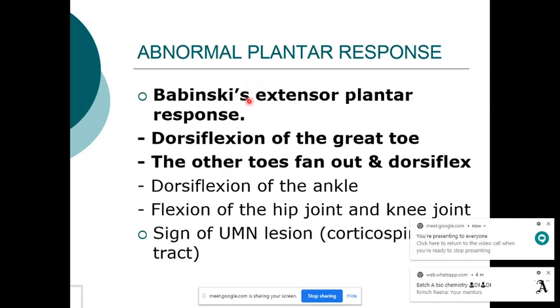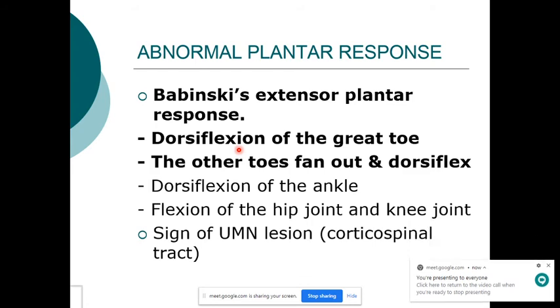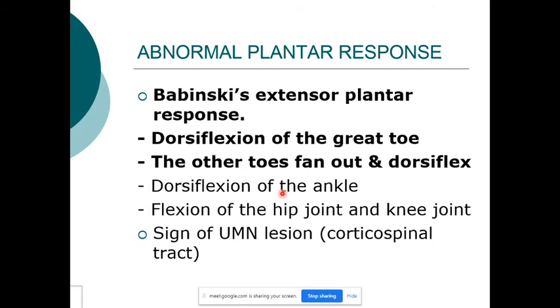Abnormal response is what? Babinski's response. So here there is going to be an extensor plantar response. That means your foot is going to dorsiflex, and there is going to be fanning of the toes. I will show you the video. There is going to be dorsiflexion, and all the toes, instead of adducting as in the normal response, are going to abduct and fan like this. This is a very important sign which you see in upper motor neuron lesions.